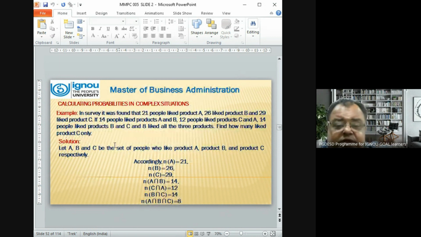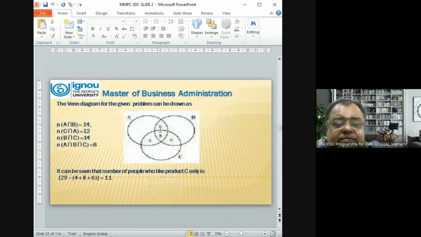Now, this data was given to you and this has been generated. And A intersection B is 14. Why?